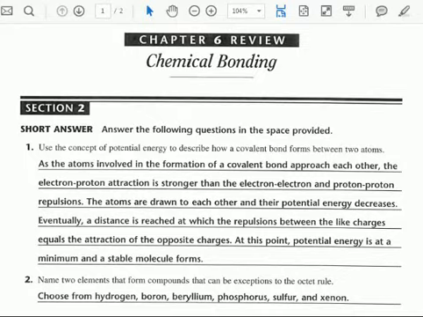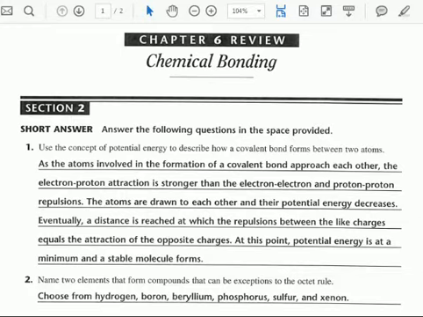All right, chemistry, let's take a look at our worksheet for chapter 6, section 2. Start with number 1. Use the concept of potential energy to describe how a covalent bond forms between two atoms. So, we're going to talk about how a covalent bond forms between two atoms.